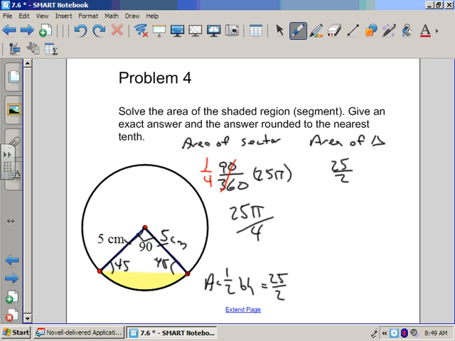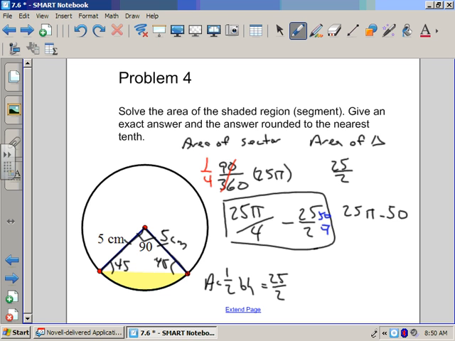And so I'm going to subtract the area of the triangle from the area of the sector. I'm going to get 25 pi over 4 minus 25 over 2. And you can leave it like this. I'm going to go ahead and simplify by saying 25 over 2 is the same thing as 50 over 4. And so therefore I can get my answer as 25 pi minus 50 over 4. And I could also call that 25 times pi minus 2 over 4. But this is my exact answer, 25 pi minus 50 divided by 4.